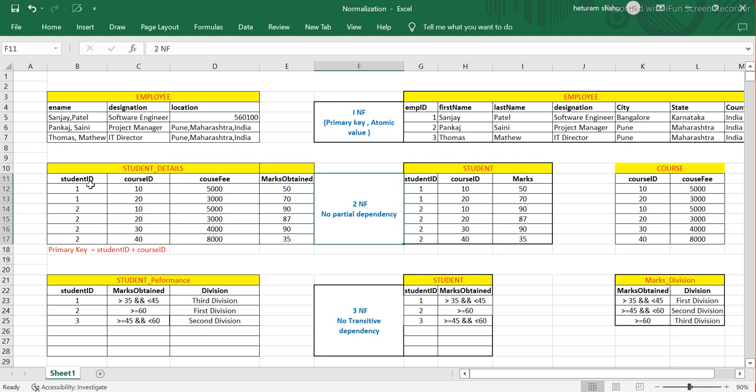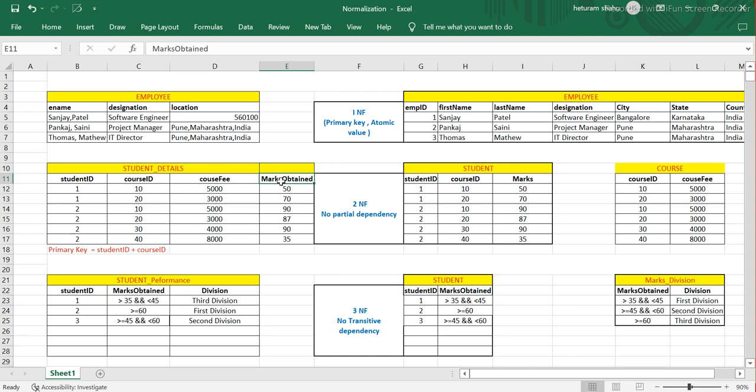That's why student ID and course ID are making a primary key. These two are the prime attributes, because the columns responsible for making a primary key are the candidate key or the prime attributes. And these two, course fees and marks obtained, are the non-prime attributes.